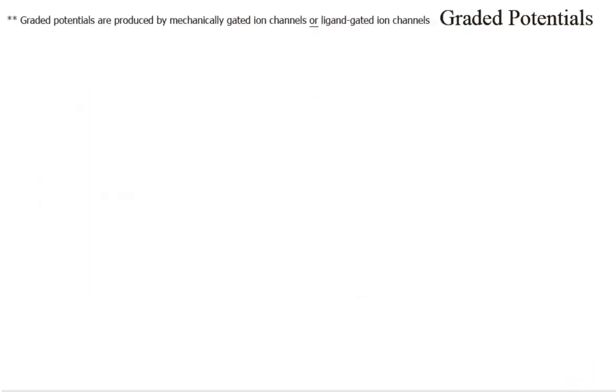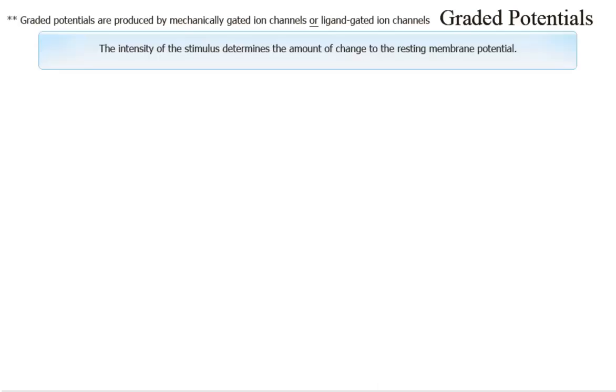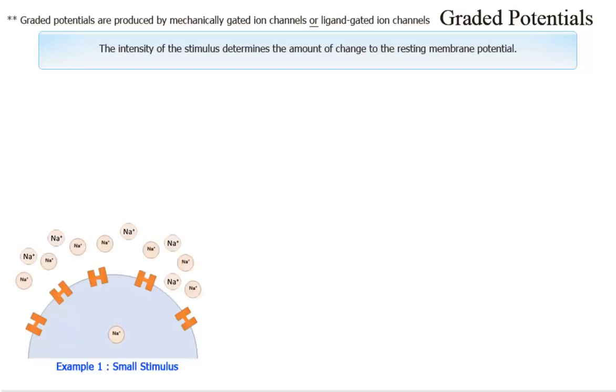What I really want to focus on for this lesson is the principle of graded potentials. So keep in mind that graded potentials are produced by mechanically gated ion channels and ligand-gated ion channels. But for these examples I'm about to go over, I'm going to use ligand-gated ion channels as the example. So the principle of a graded potential is that the intensity of the stimulus will determine the degree of change in the membrane potential. So let's take a look at one example here.